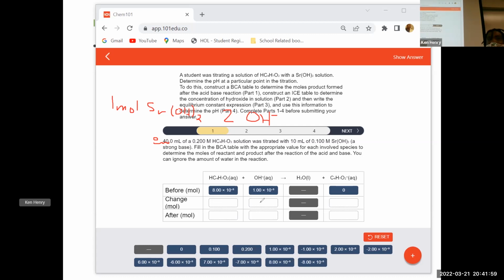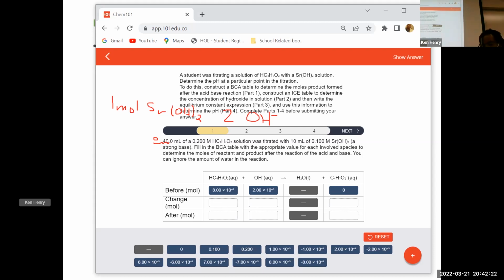That's right. Yes, the initial concentration of OH is wrong, because we didn't take that into consideration. Yep. Okay. Right? Okay.